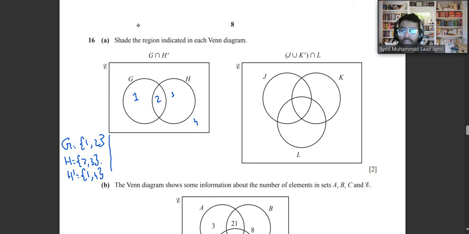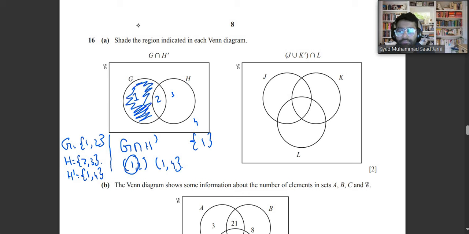Alright. So G intersection H complement is going to be, look, in G you have 1 and 2. In H complement you have 1 and 4. So their intersection, their common, is going to be, which number is common in 1 and 2 and 1, 4? Only 1. Only 1 is common. So you will only shade this box. Now for this question, same rule.